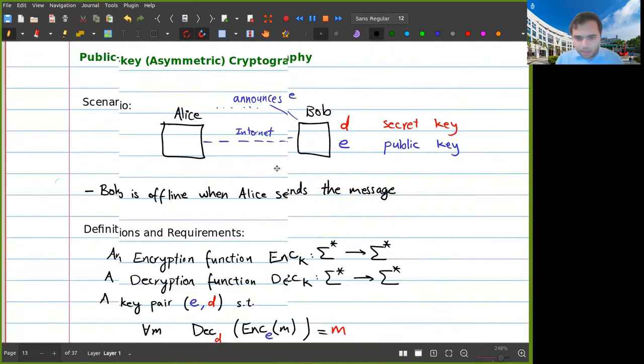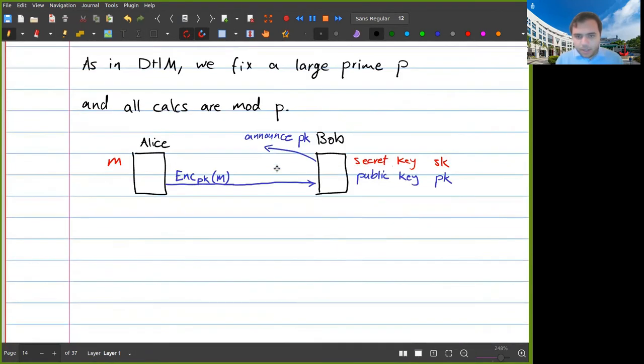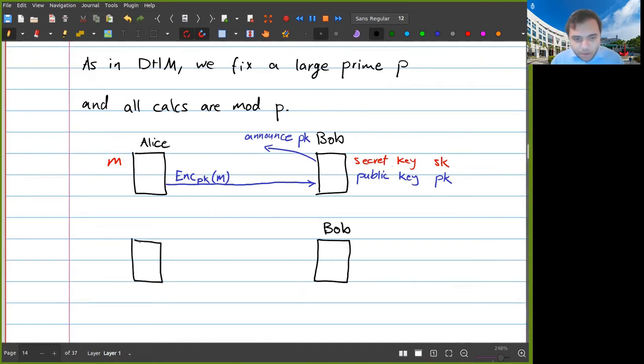So let's actually put all of this in context. So let's go back here and let's have another figure like that. So this is Bob, and this is Alice.